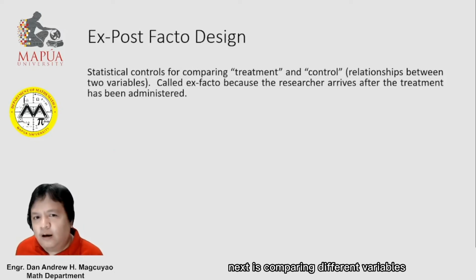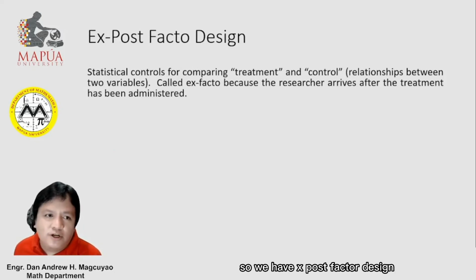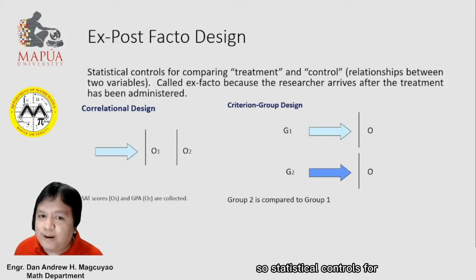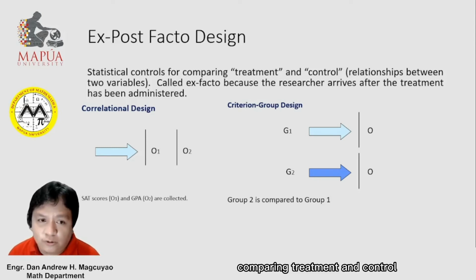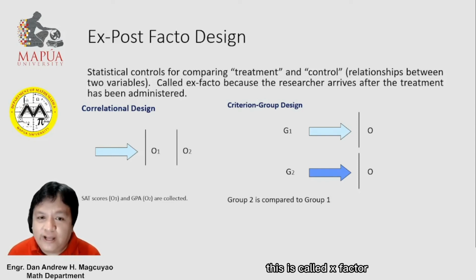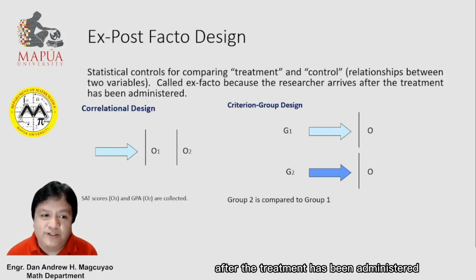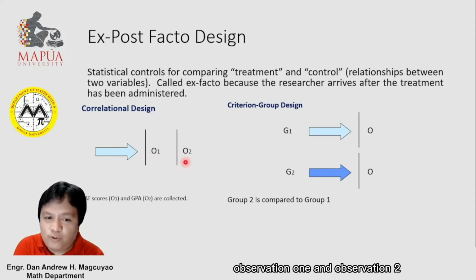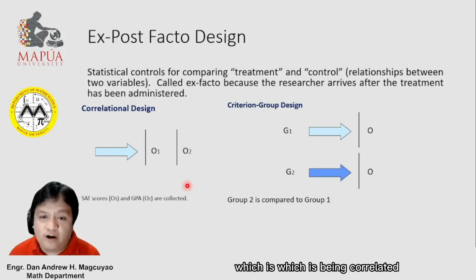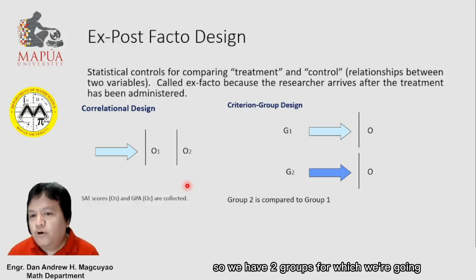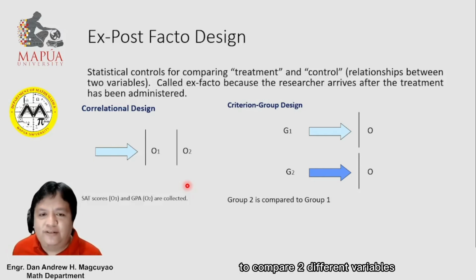Next is comparing different variables. So we have the ex post facto design. So statistical controls for comparing treatment and control, or the relationship between two variables. This is called ex post facto because the researcher arrives after the treatment has been administered. So for this one, observe that there are two variables, observation 1 and observation 2, which are being correlated. And then for the criterion group design, we have two groups for which we're going to compare two different variables.